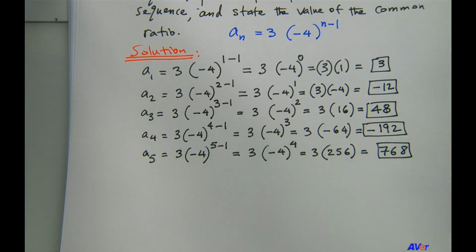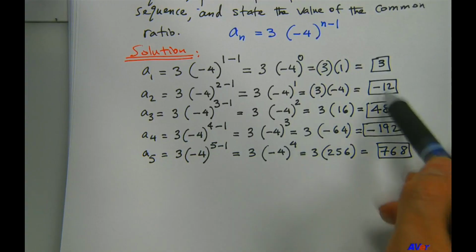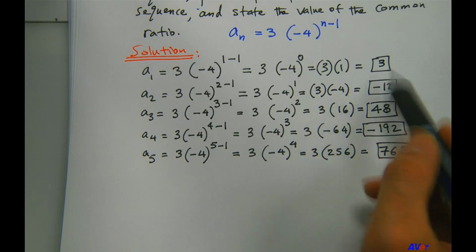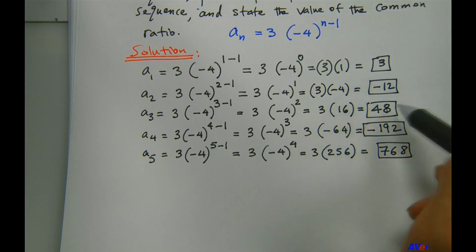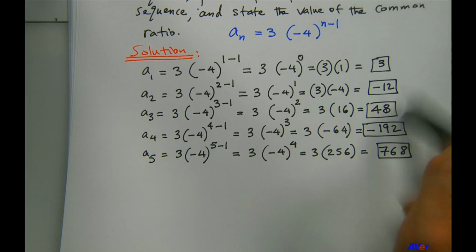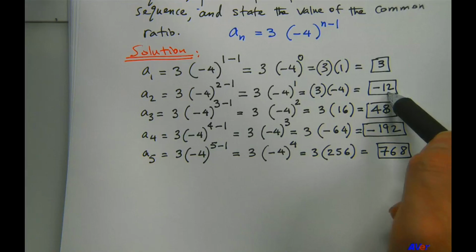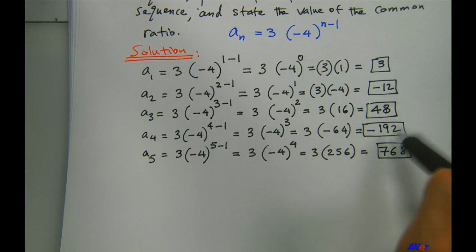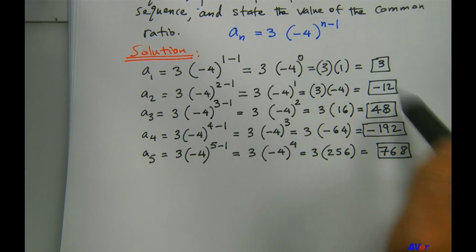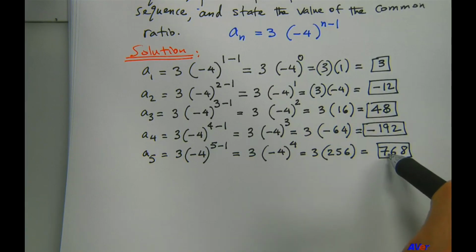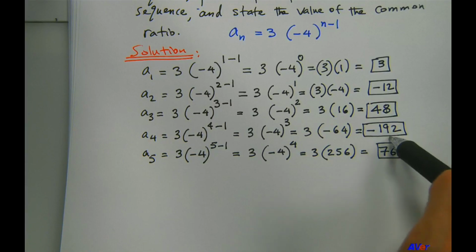Okay? And then they also ask us for the common ratio. For the common ratio, you can take the ratio of any consecutive numbers. Take the easiest one. You don't want to divide 48 by 3. You want to divide 48 by negative 12. You don't want to divide 768 by negative 12. You want to divide 768 by negative 192.